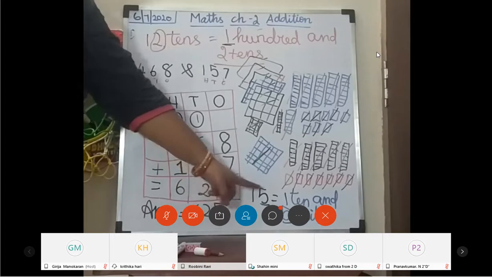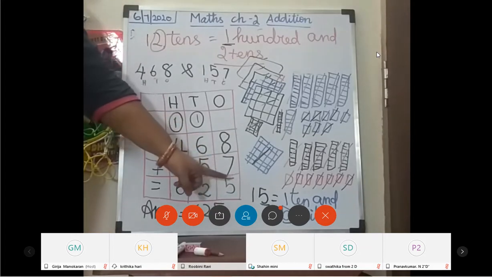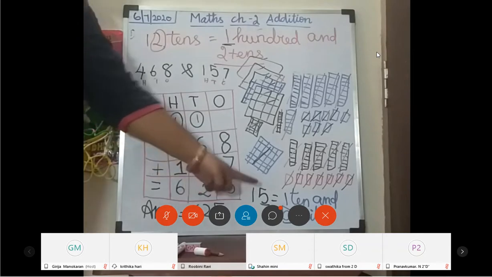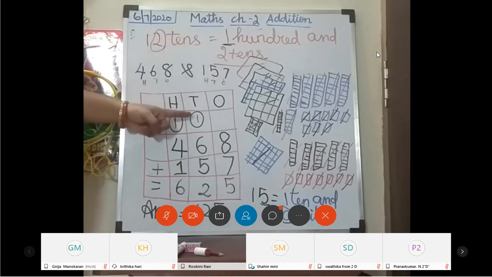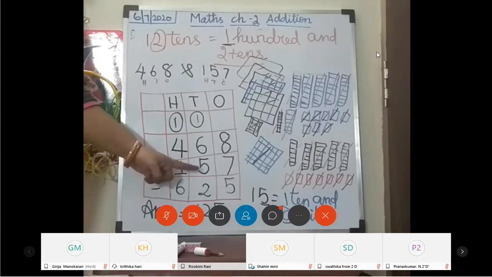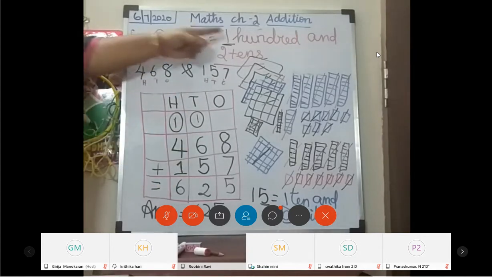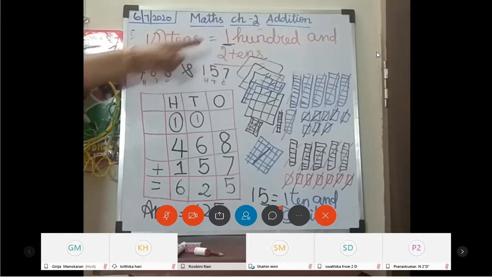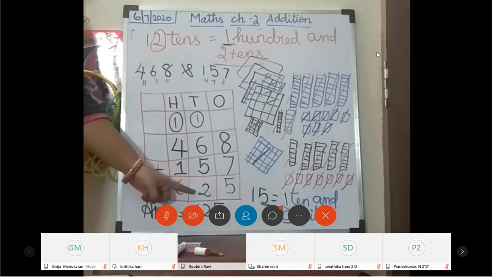15. 15 is equal to what? 1 ten and 5 units. So 5 units will go to the ones room. 1 ten will go to the tens room. 1 plus 6, 7. 7 plus 5, 12. So 12 is equal to what? 1 hundred and 2 tens. So 1 hundred will go to the hundreds room. 2 tens will come to the tens room.